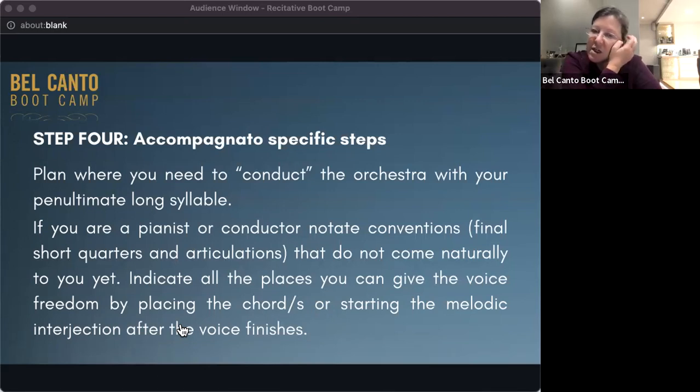And if you're a pianist or a conductor, also singers, notate the conventions, that is final short quarters and articulations that do not come naturally to you yet. I will show them to you now. Indicate all the places you can give the voice freedom by placing the chords or starting the melodic interjection after the voice finishes. A famous example of this is the introduction of Giunse al fine il momento, right? You want to have the orchestra finish and then start.